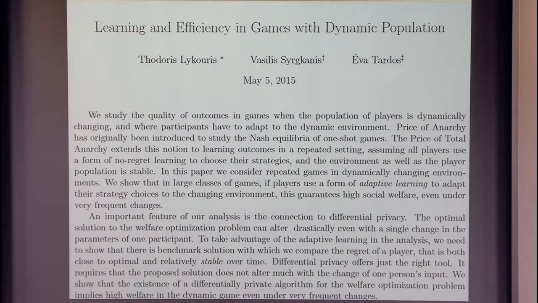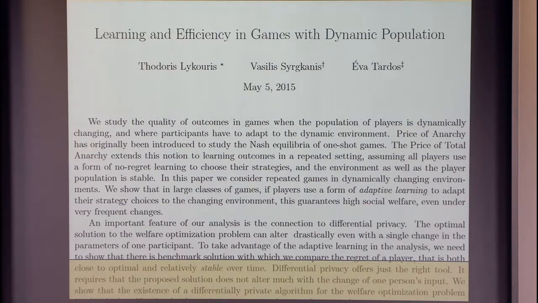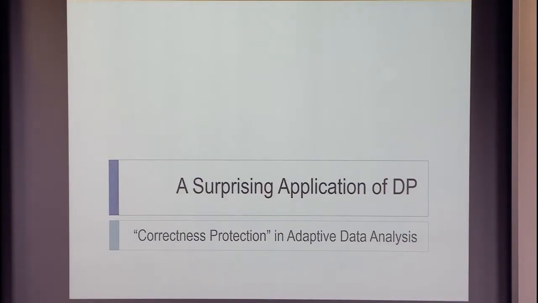Another example in game theory. This is a brand new one. Differential privacy offers just the right tool. They use just the existence of a differentially private algorithm in order to argue whatever it is they argue. So this is the fact that there exist differentially private algorithms that are now having implications in game theory. And I'll tell you about one more application, which we call correctness protection in adaptive data analysis.